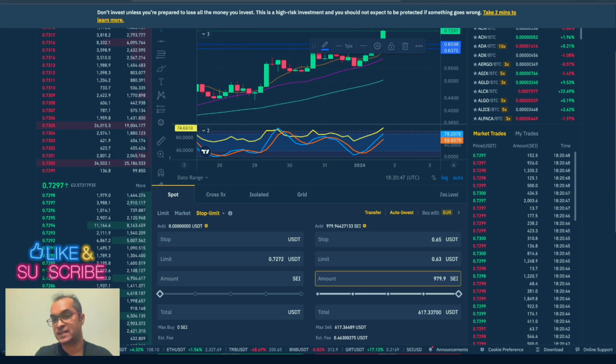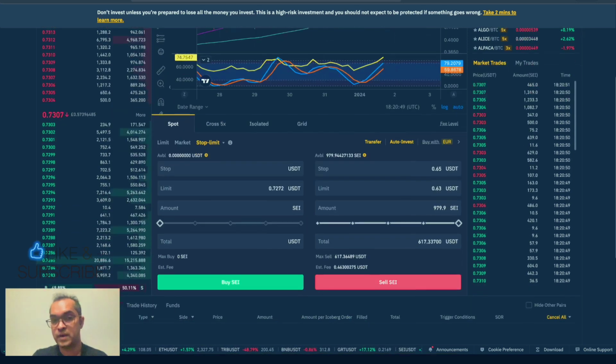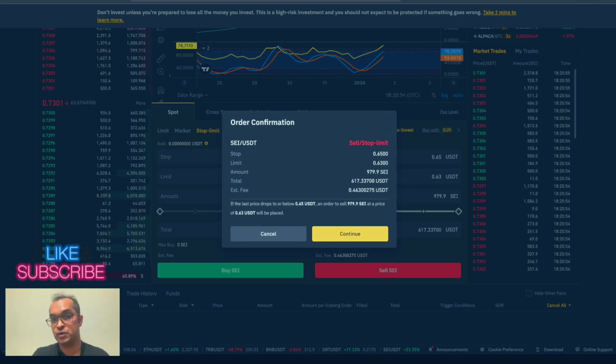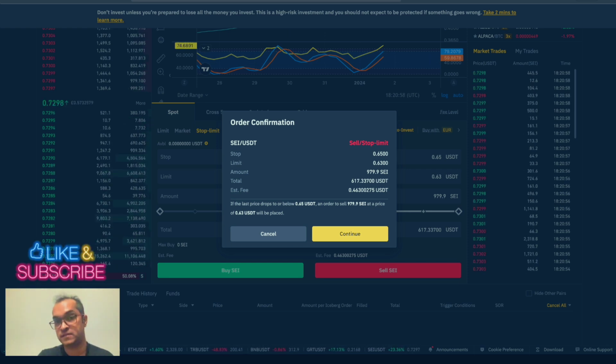So this is all I'm saying, and that's how much money I'm going to get back now. When you go here, you have the option, obviously, to sell. When you do that, it tells you you have triggered your stop at 65. So when the market comes down to 65, you want to get rid of it. The limit is 63. So that's the price that you want to sell at.